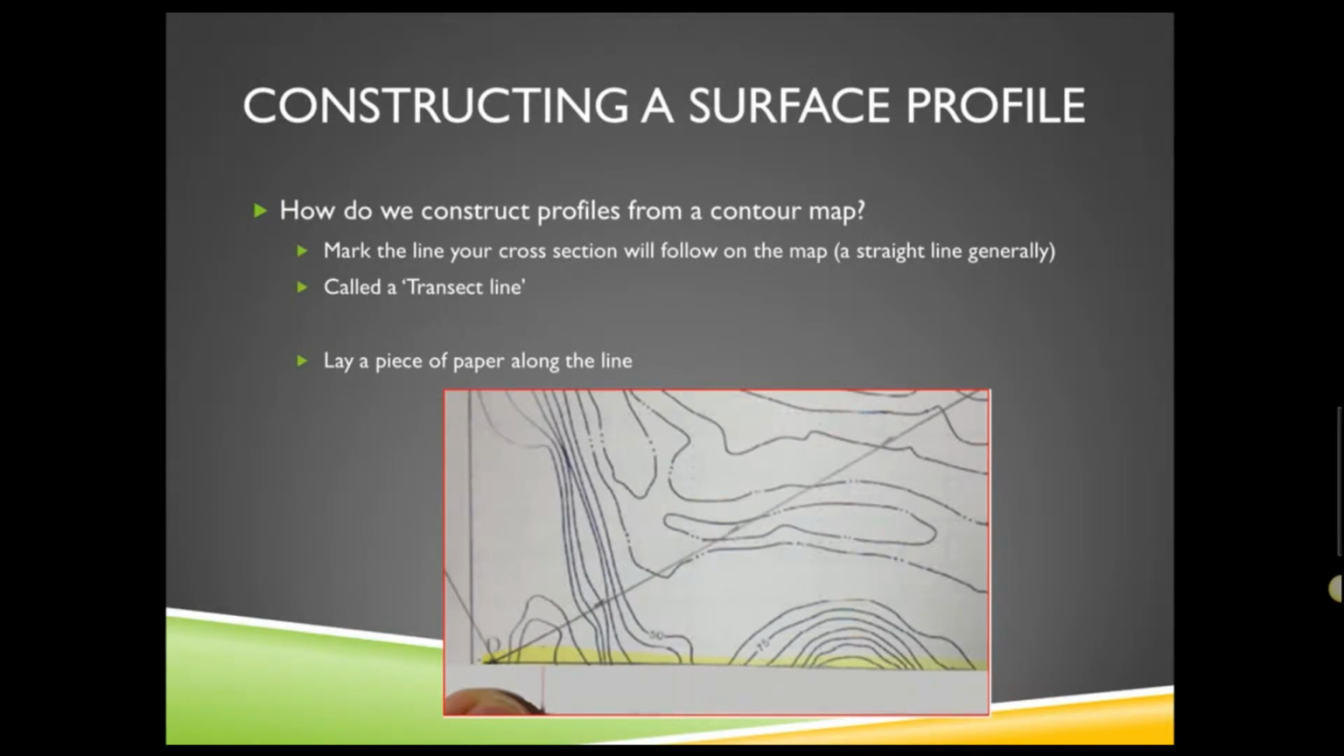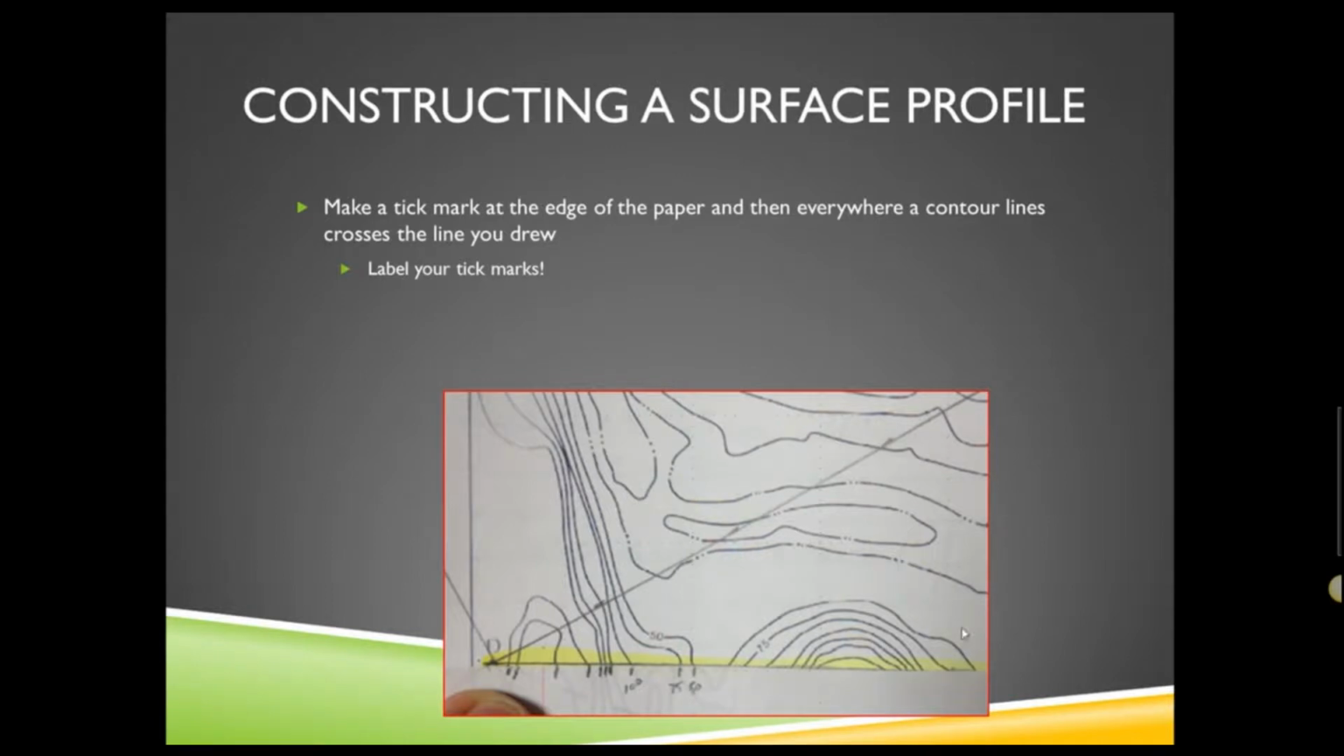What we're going to do is take and lay a piece of paper across it. Now instead of using this diagonal one, I'm using this highlighted one across the bottom here. And so I have my piece of paper laid right along that transect line. And I start making tick marks anywhere that a contour line touches my paper. Now I have to label those tick marks, otherwise they're fairly meaningless.